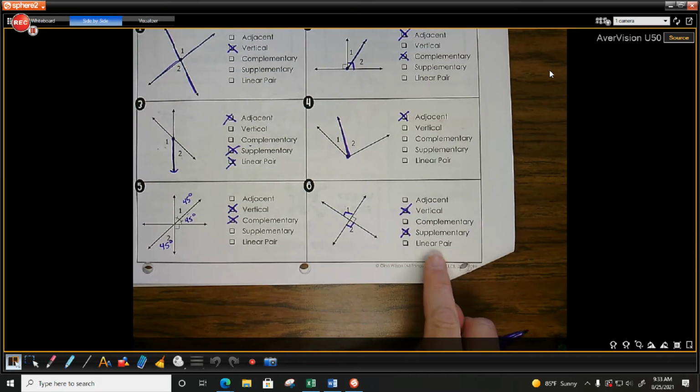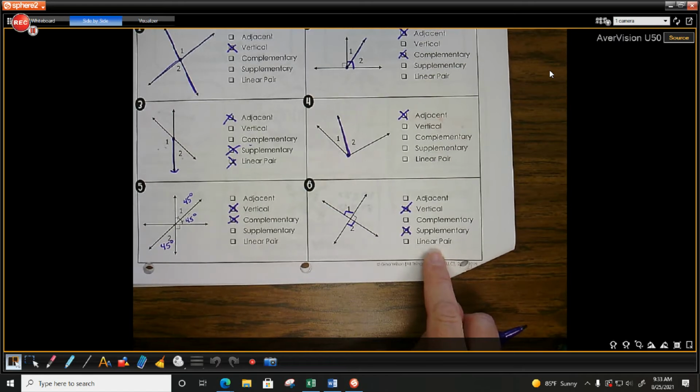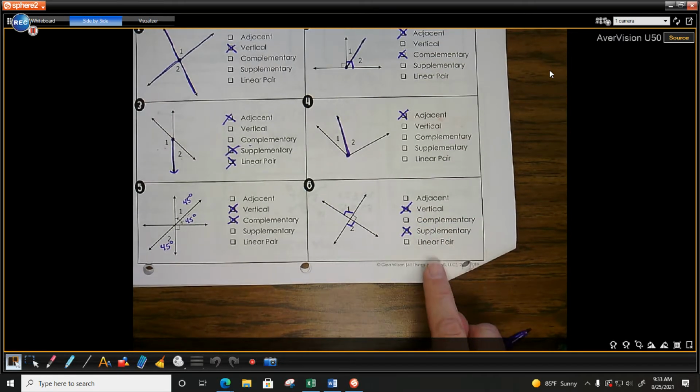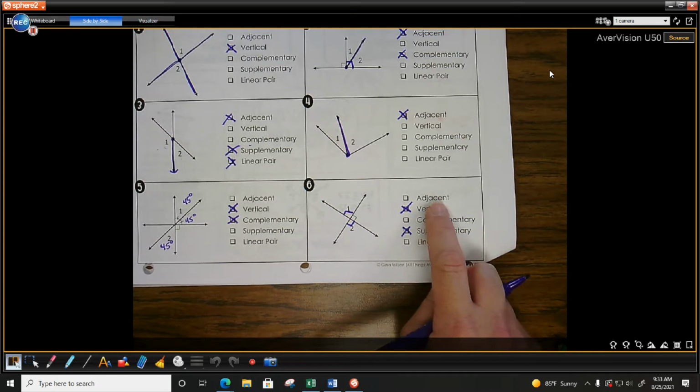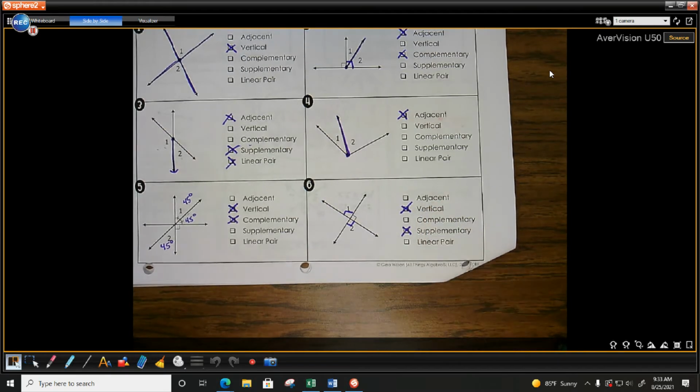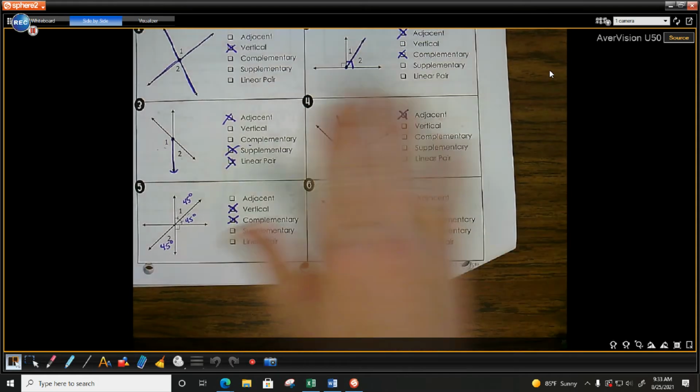Are these a linear pair? No, because you can't be vertical and a linear pair. Linear pairs mean that they are adjacent. They're two angles touching each other, forming a line. Okay? Are we good with our classifying? Guys, you have, I think, 2 questions like this on your test.